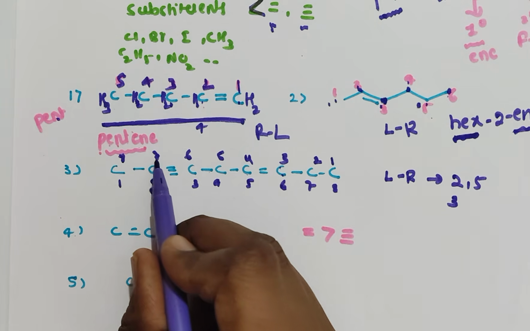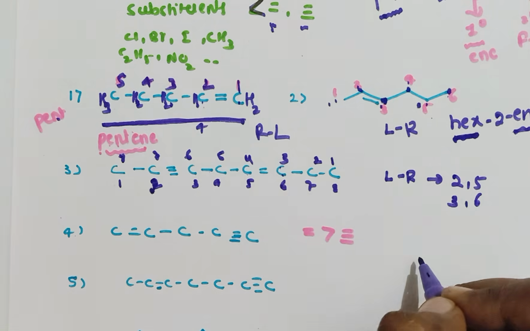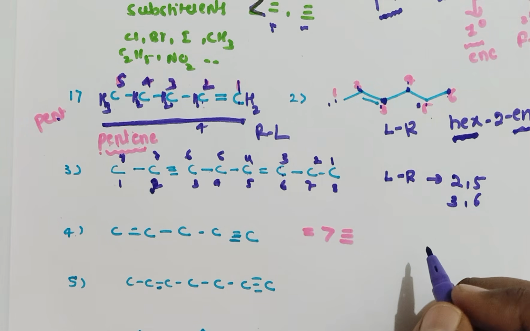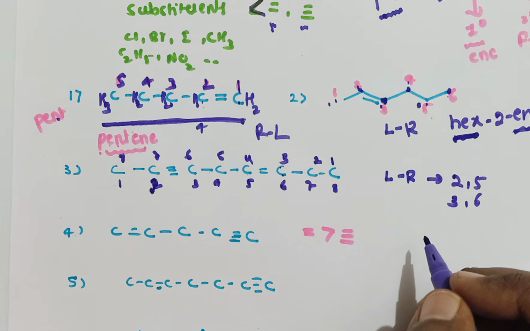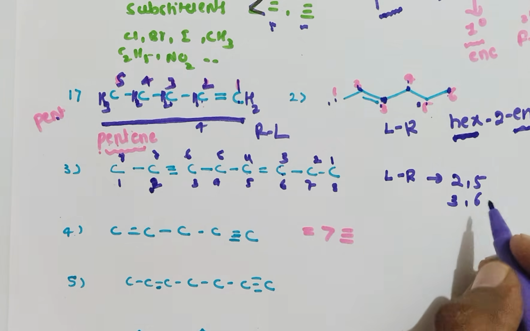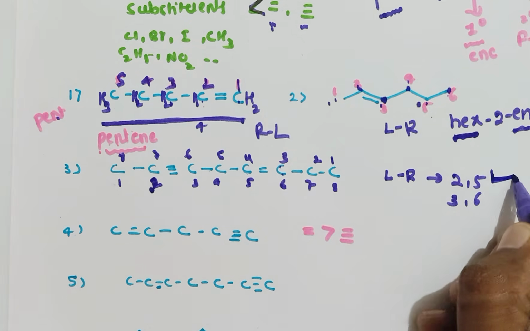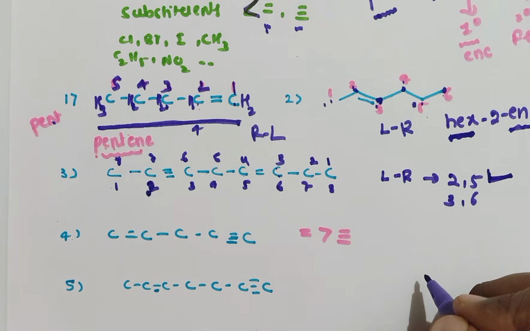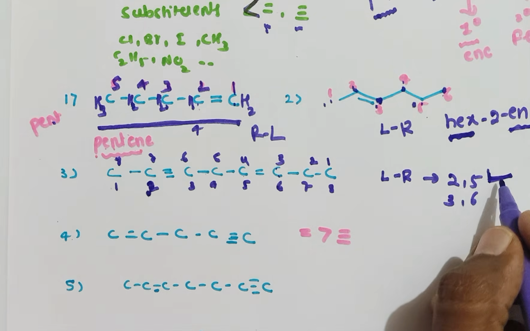Okay, 6 and 7 triple bond is there, locant is 6. Always we select minimum locant, smallest locant, lowest locant, sir. Therefore numbering from left to right is correct. Is this clear to everyone? Okay, numbering from left to right is correct.